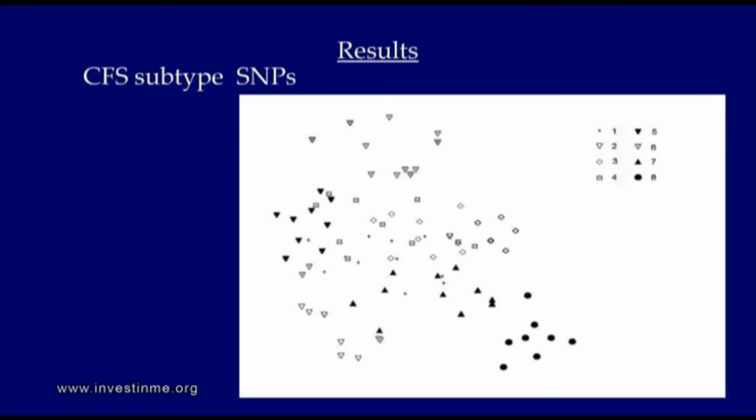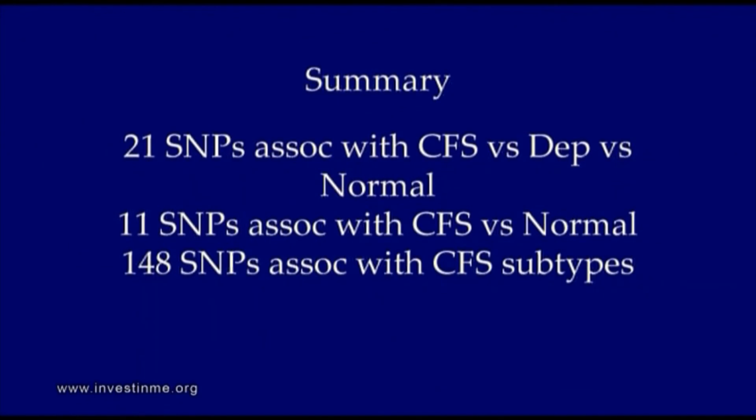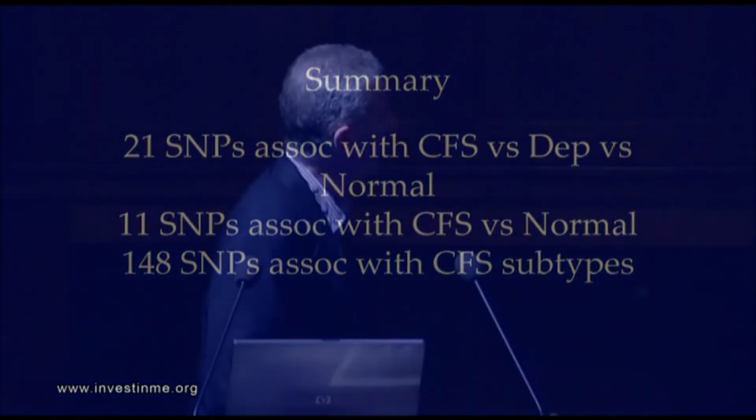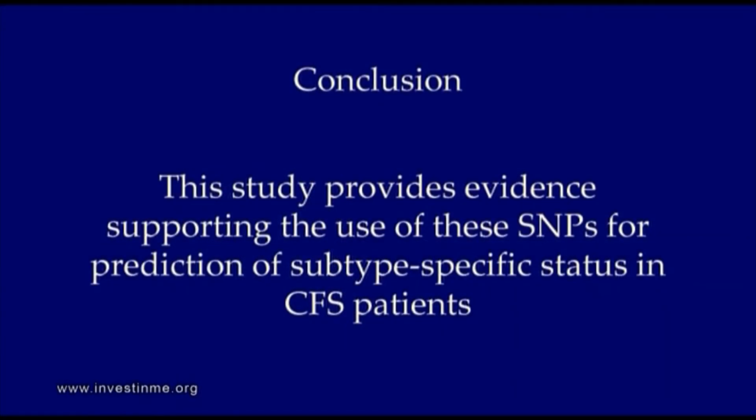So in this small analysis of 108 CFS patients, I think this is quite supportive towards using these SNPs to identify gene expression subtypes that we've previously identified. In summary, we identified 21 SNPs associated with CFS versus depression versus normal, 11 SNPs associated with CFS versus normal, and 148 which were different across the CFS subtypes. And the study provides evidence supporting the use of these for prediction of subtype-specific status in CFS.